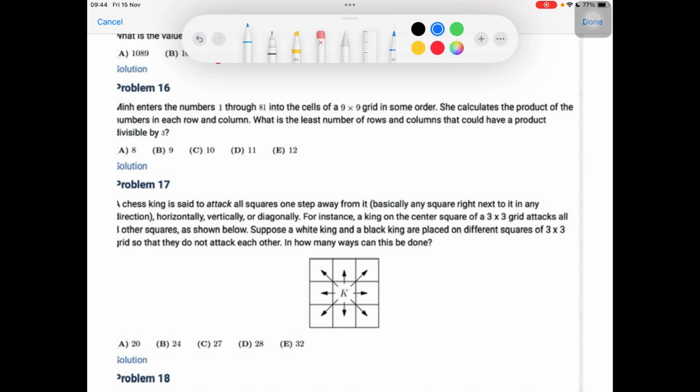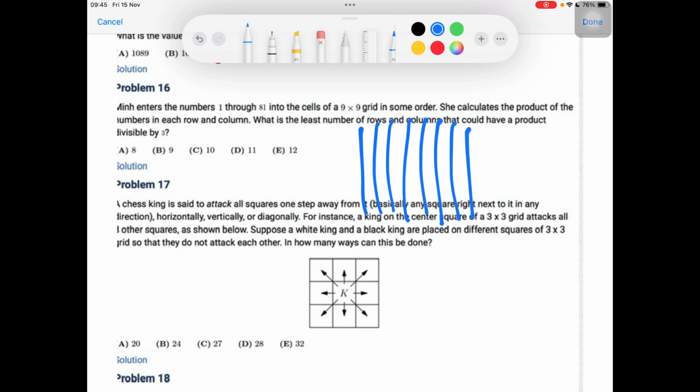Then yeah, but actually there was the number 16. Enter the numbers from 1 to 18 into the cells of a 9 by 9 grid in some order. The product of the numbers in each row and column is divisible by 3. So now we have multiples of 3 among these numbers, like 27, because 81 is 3 times 27. So for example, now we have 9 by 9.